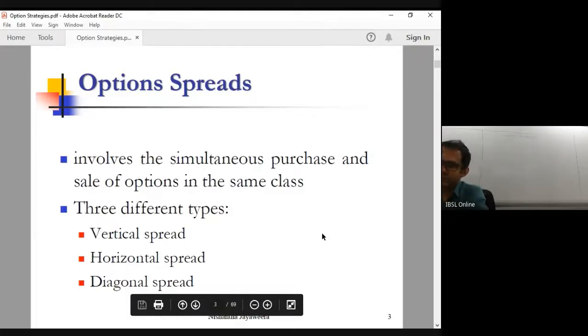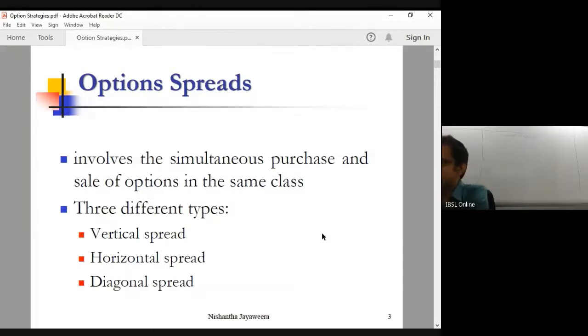So, option spread, that is simultaneous purchase and sale of options in the same class. What does it mean? Same class means if it is call options, purchase and sale would be call options. If it is put options, purchase and sale would be on put options. So it's not a combination of put and call. The spread is either based on put or based on call.